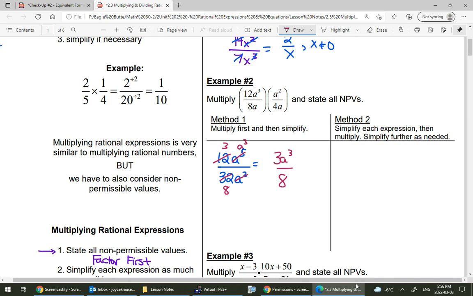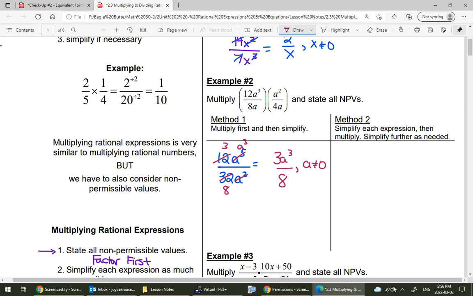So I've got to go back and look through that mess, and I can see that I had an a in the denominator. Or I can go up to the original and see I've got a's in the denominators. a cannot equal 0. All right. Now, how else could I do it?